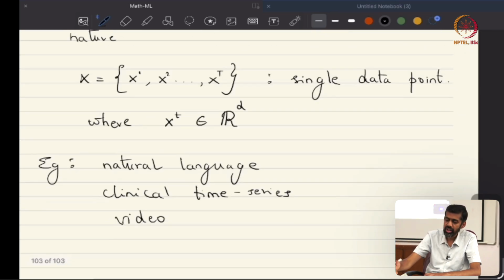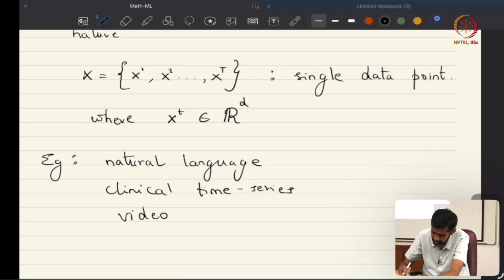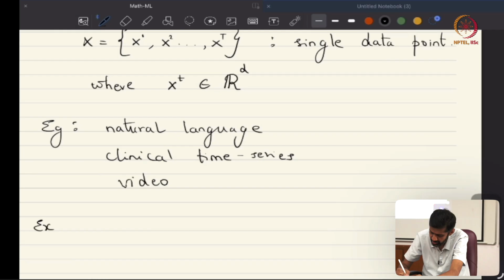Got it? Right. Now, if you want to solve a supervised task on this, it can be of multiple types. Let me write that down. Example tasks on this data.